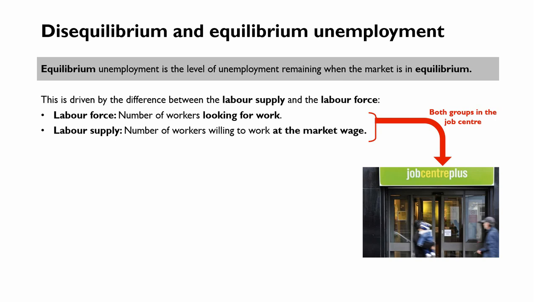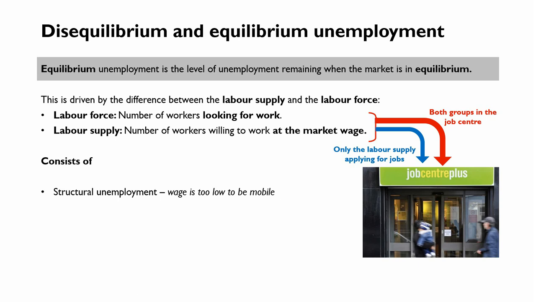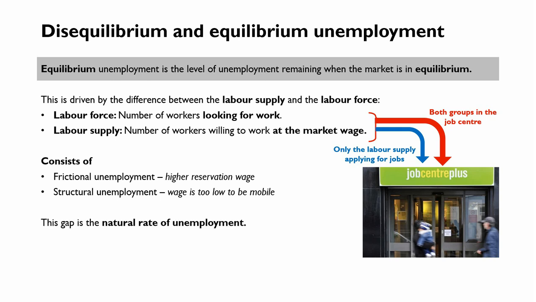Both our labour force and our labour supply, they're in the job centre. But only our labour supply is actually applying for jobs. So in our labour force, there's our labour supply, the workers actually applying for jobs, but there's also a group of workers who are looking for work, but aren't actually applying for the jobs at the market wage. And that's due partially to structural unemployment, when the wage is too low to incentivise workers to be mobile, and frictional unemployment, when workers have a high reservation wage, higher than the market wage.